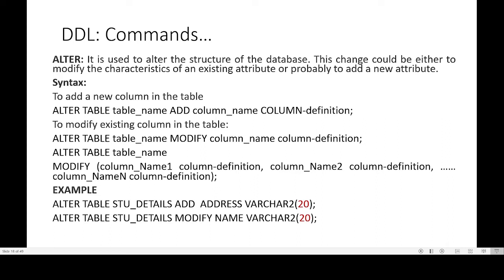So we use alter table, then the name of the table we are going to alter, we put it here. Then, if we want to add a column to the existing table, we use add, then the column name we want to add, and the column definition, which means you can enter the data type. So the first command is for adding a new column. Suppose I want to modify an existing column in the table.